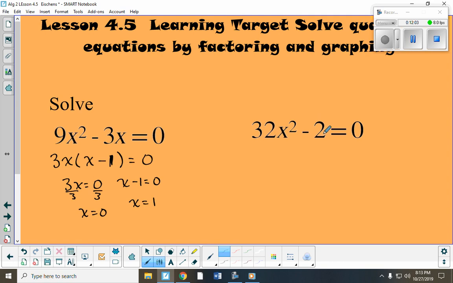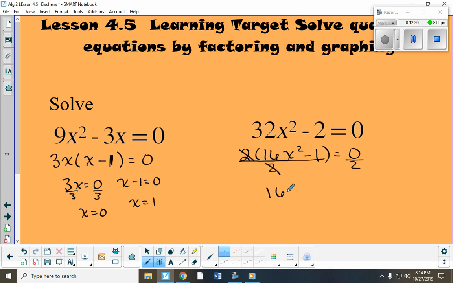Here again, next one, we'll take out our common factor. So we have 16x squared minus 1 equals 0. Now when we're solving, it's a little bit different here. We're not going to need to keep this 2 here. When we have something times something, we can divide one of those factors on both sides by one of those factors. 2 divided by 2 is just 1.